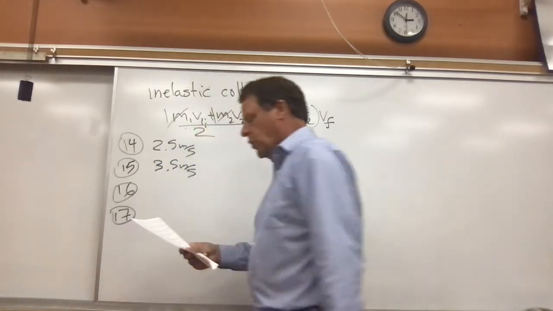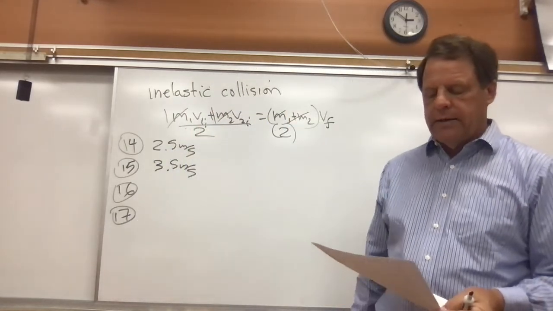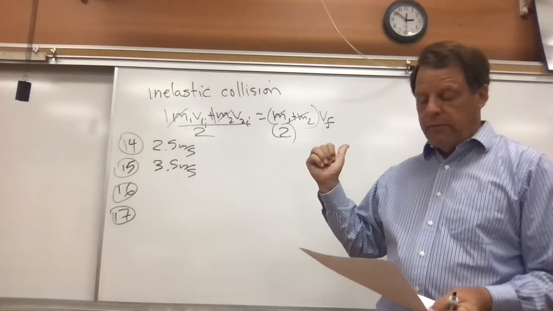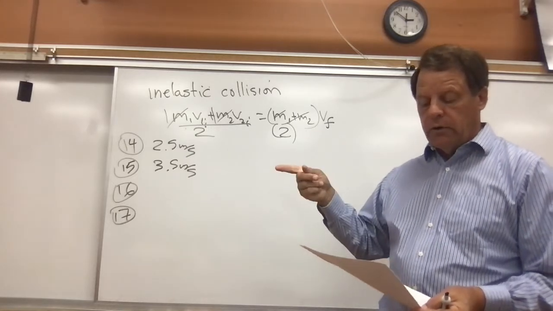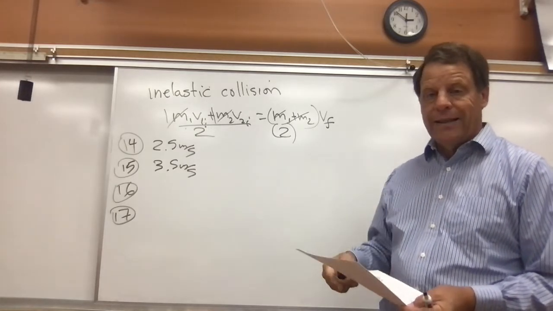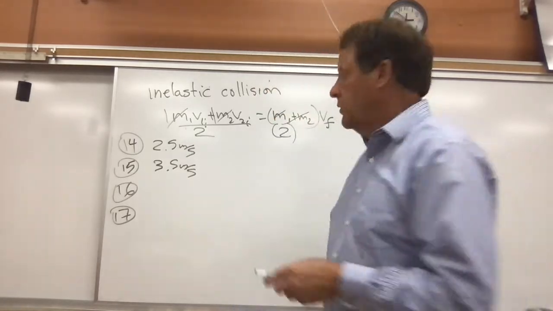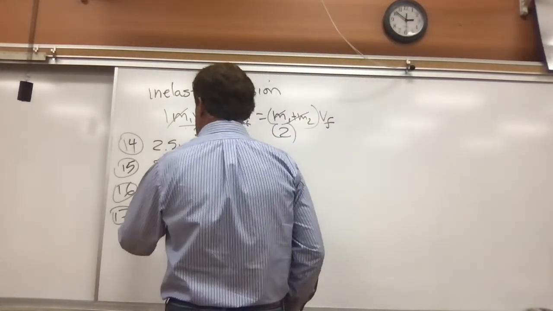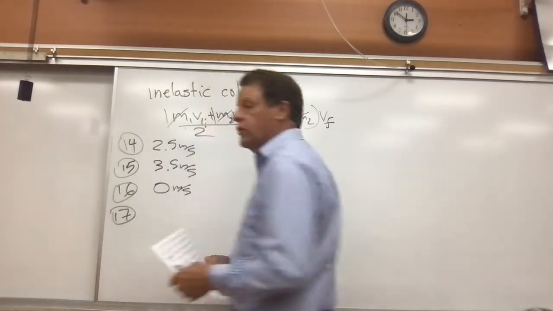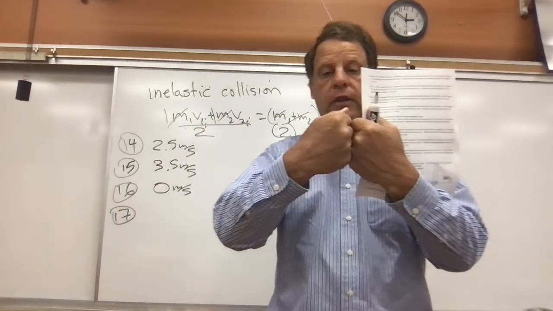Question number 16, we've got the first ball going at 5 meters per second to the right. The second one is going 5 meters per second to the left. That's negative. 5 minus 5 is 0. Divided by 2 is 0. So they're basically going to hit, and they're just going to stop right there. Boom, and they stop together.